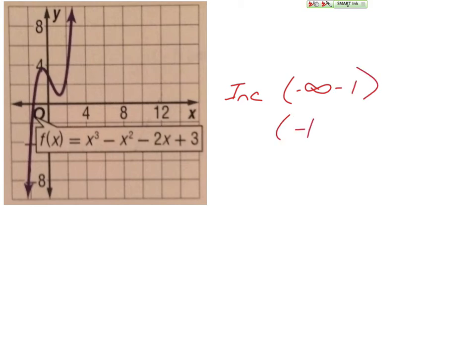Okay, so then we start over at negative 1. What's my graph doing as I get past negative 1? It is decreasing. Okay, where does it stop decreasing? Yeah, we can go positive 1 there. Make sure you're using the x value and not the y value again. Okay, and we start over at 1. What's it doing at 1? It is increasing, so we write down increasing. And where does it stop increasing? It goes to infinity. So there are the increasing and decreasing intervals of this function.